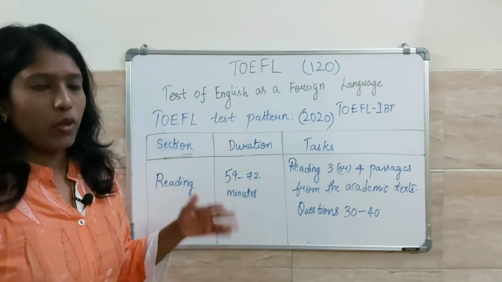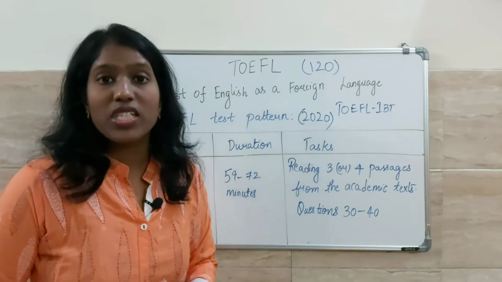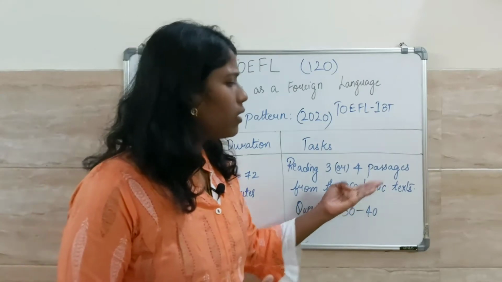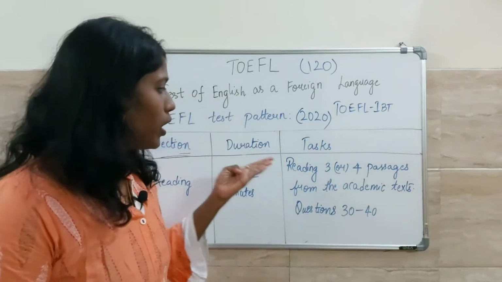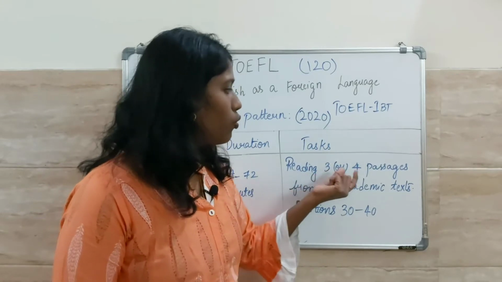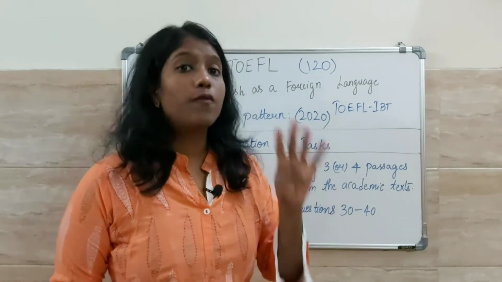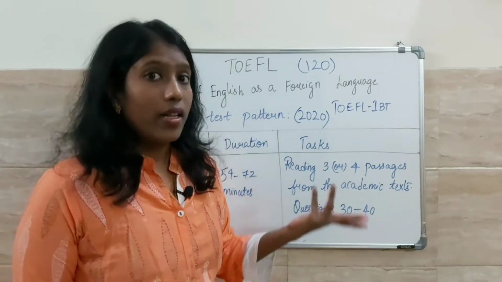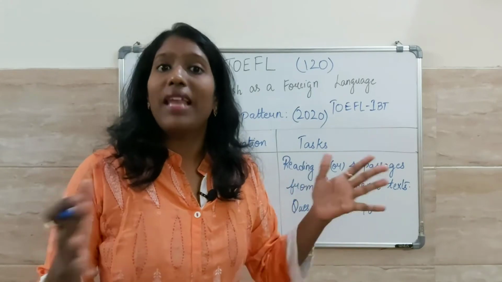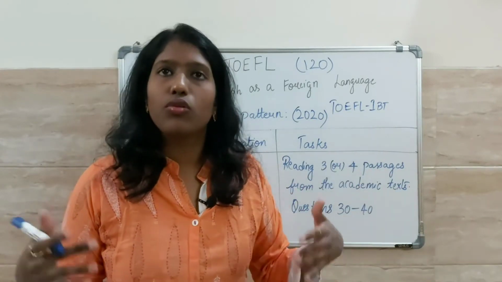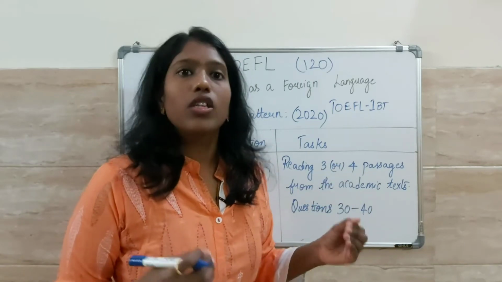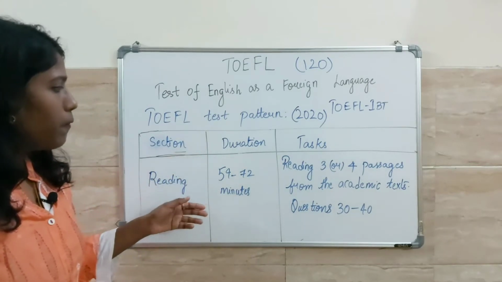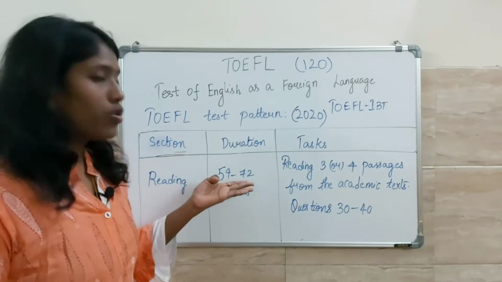In reading, what you must do is read some passages, which are generally from academic texts. You have to read about 3 to 4 passages from the academic text, and you need to answer questions on them. Mostly you have to read lengthy passages of about 700 to 900 words, and answer the questions below. In the reading section, you will be given about 54 to 72 minutes.